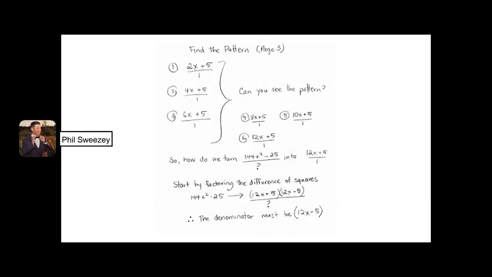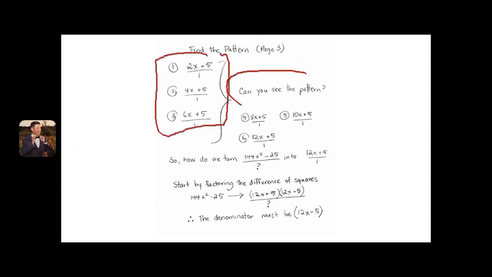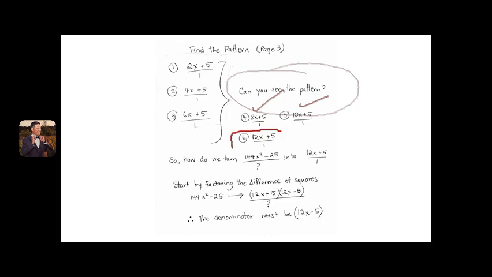So last but not least, I've written out everything I've solved for. Can you see the pattern? Do you understand what the fourth and fifth expression will be? Where they'll try and trick you is that on the table, they're asking for the sixth expression. Not the fourth, not the fifth, but the sixth.